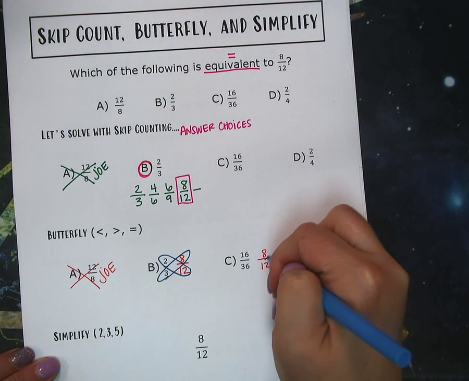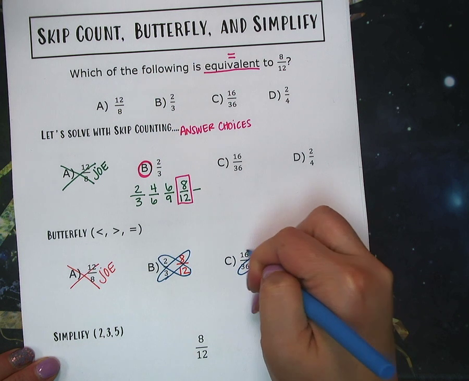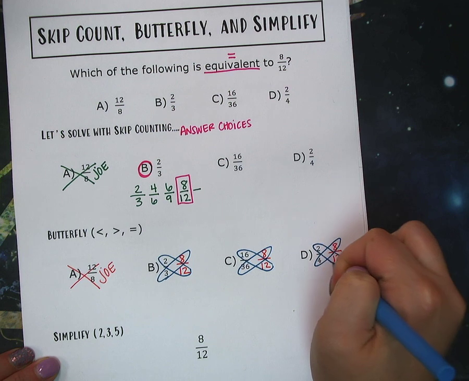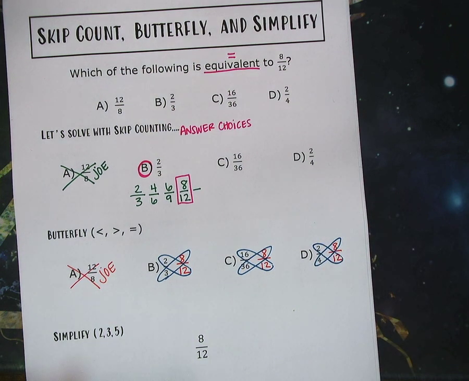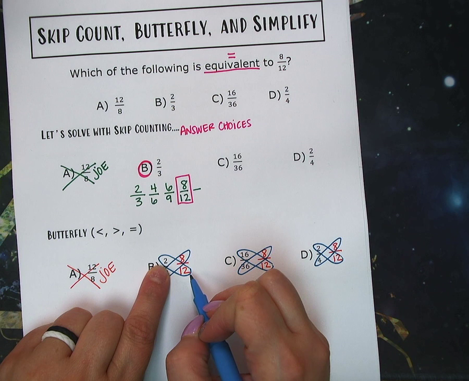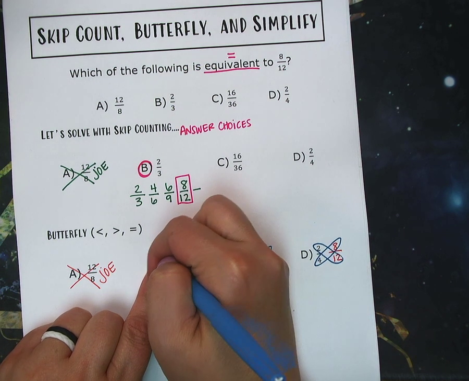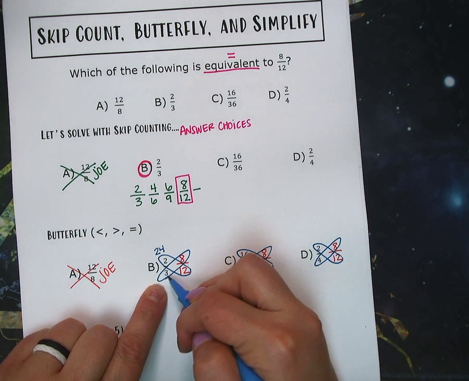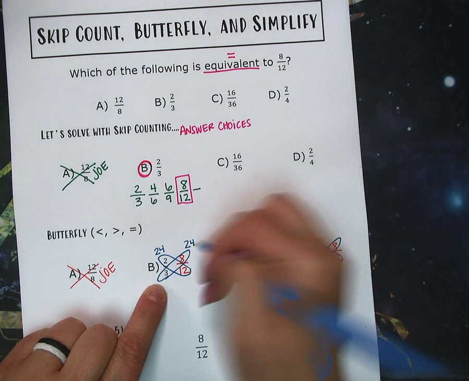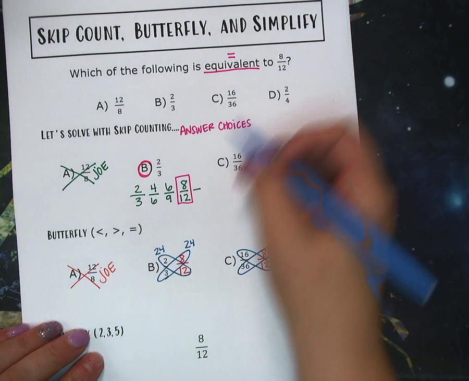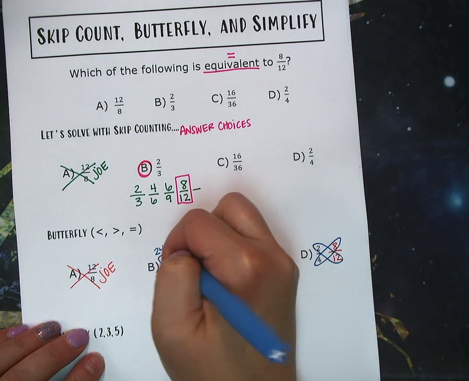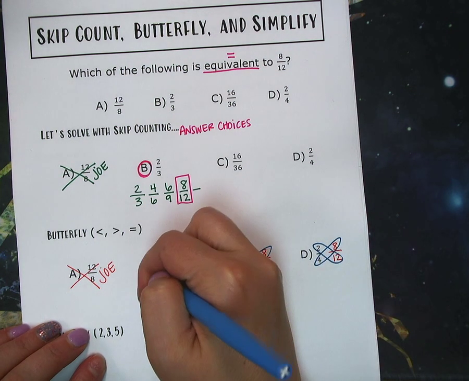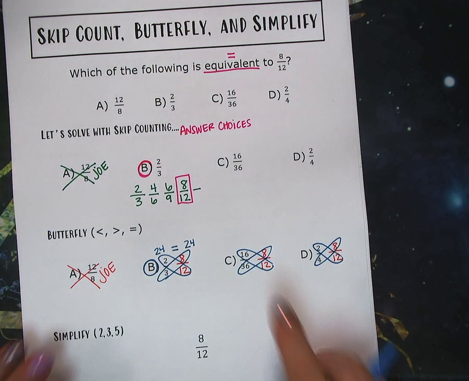Okay, and I'm going to do that for all the answer choices that I have left. Okay, and then I'm just going to multiply. So 12 times 2 is 24. So up here I'm going to write 24. And 8 times 3 is 24. So for these two, again, we already determined this was the equivalent fraction. So I would put an equal sign in between those two fractions.